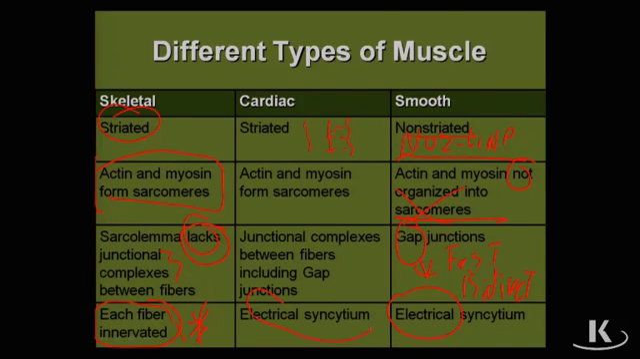Skeletal muscle must be separately innervated so that you can have conscious control over just moving your pinky if you want to. If your skeletal muscle was one electrical syncytium with the rest of your skeletal muscle, that would mean I'd move my pinky and my right leg would go up. So we want them individually innervated.